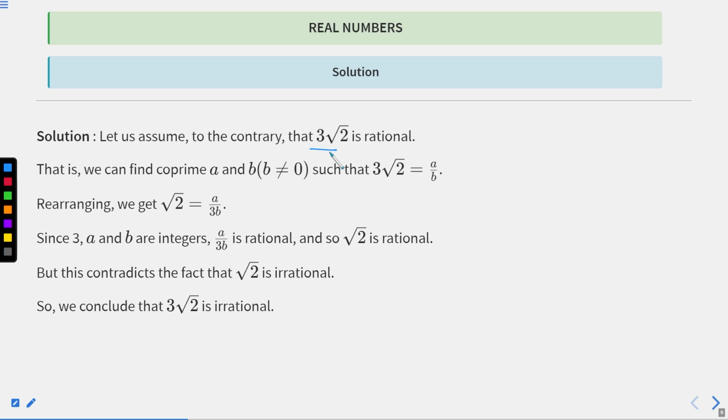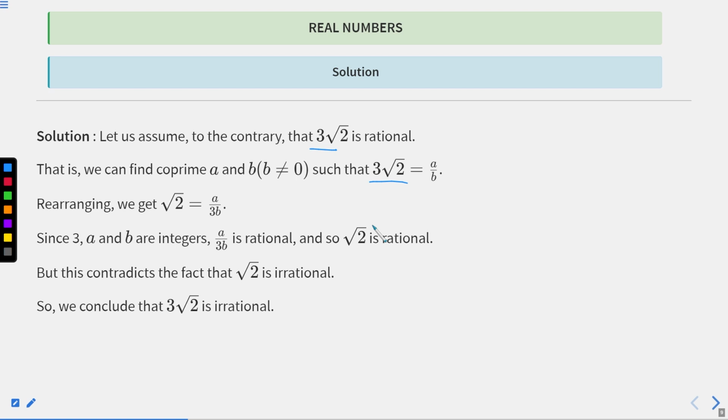So we can find co-prime integers a and b, where b is not equal to 0, and we can write 3 times root 2 equal to a over b. Since 3 times root 2 is rational, we can express it as a fraction. So we can find co-prime numbers a and b, where b is not equal to 0, such that 3 times root 2 is equal to a over b.